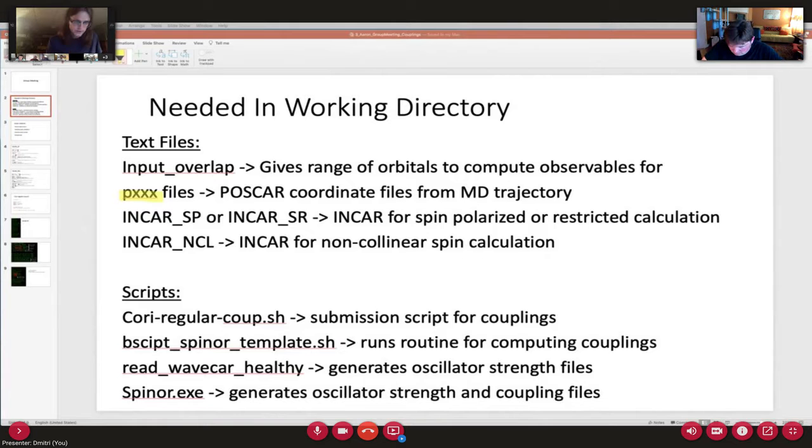And then the way that I do these calculations, I keep two sets of INCAR files for the calculations. The first is INCAR for spin polarized or spin restricted calculations. And then a second INCAR, which runs the non-collinear calculations. And I've got some examples of those in the later slides that I'll go over.